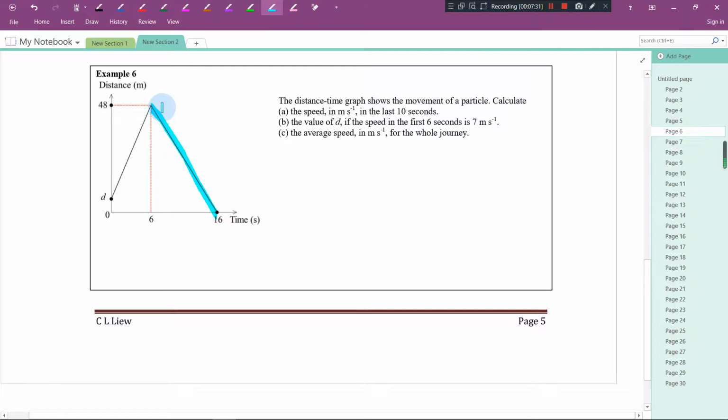Remember, the answer for speed will always be positive. The minimum it can go is just 0. It cannot be negative. In the future, when you learn that velocity is a vector, then it can be negative. Okay, for this part, how many meters are travelled by the particle? 48, right? From here to here is 48.